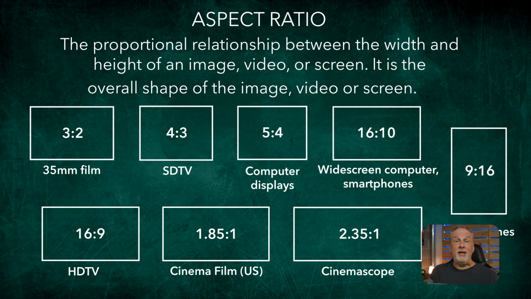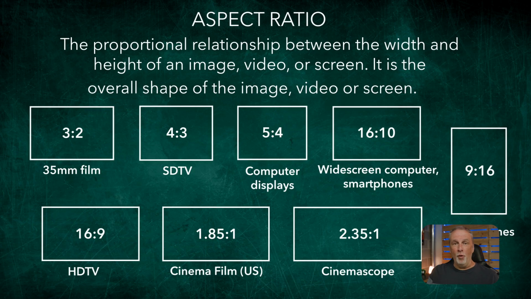So the next concept that we need to understand about the space that we're working in is aspect ratio. The aspect ratio is the proportional relationship between the width and height of an image, video, or screen. It's basically the overall shape of the image, video, or screen. Let's take a look at the 16 by 9, the HDTV aspect ratio down there. That is what most modern TVs are today. So if you were to break this up into sections, there's 16 sections of width compared to the 9 sections of height. This has nothing to do with resolution and the number of pixels that are in that screen.